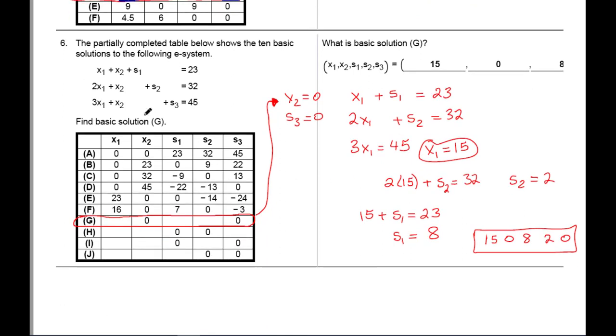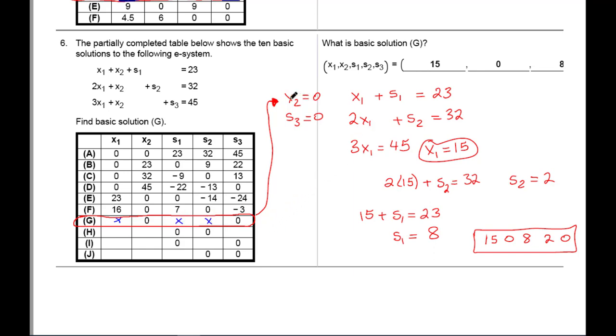Question 6. We have a partially completed table. Notice how they picked 2 at a time to be 0 all the way down this table. Our focus is on solution G. Here's G. x2 is 0, s3 is 0. So what we're trying to figure out is x1. I'm trying to figure out s1 and s2.